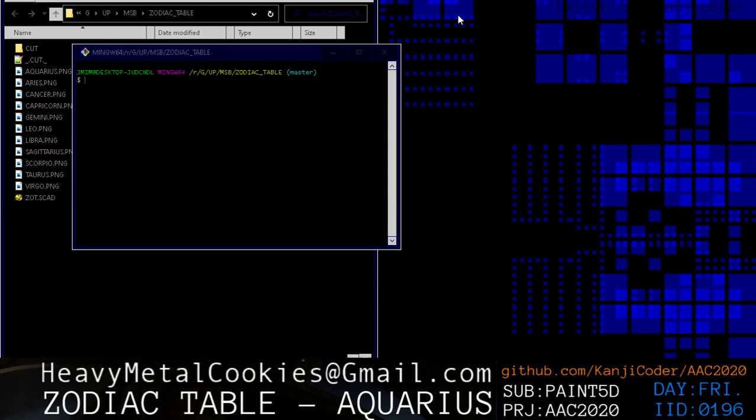Yeah, I'm just trying to figure out a design for a table. I'm trying to figure out what kind of design I can put on a table and get something that somebody's going to buy. And that's kind of what I'm doing.